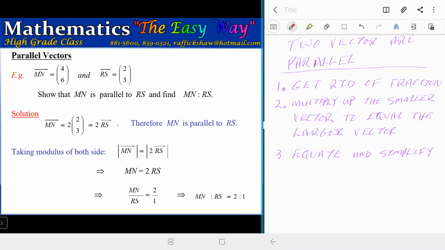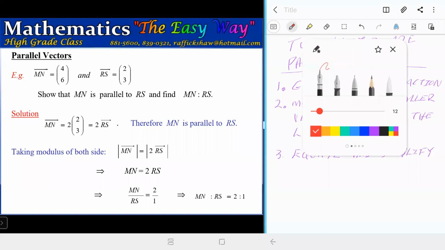Do you understand that? Yes, sir. All right. So we're going to practice it many, many times, with several questions. So that's how you do parallel vectors. Remember these 3 steps, guys.